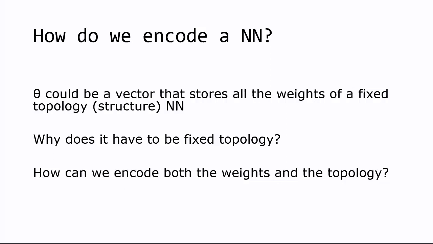So like if theta is 1, 2, 3, we don't know what weights in the neural network are 1 and 2 and 3. So it's hard to find that transition. But if it's a fixed topology, we can just say that the first value is the first weight, the second value is the second weight, third value is the third weight, etc. So the question now is, sure, we can do it fixed topology, but really we want to take advantage of evolution and be able to change both the topology and the weights at the same time.